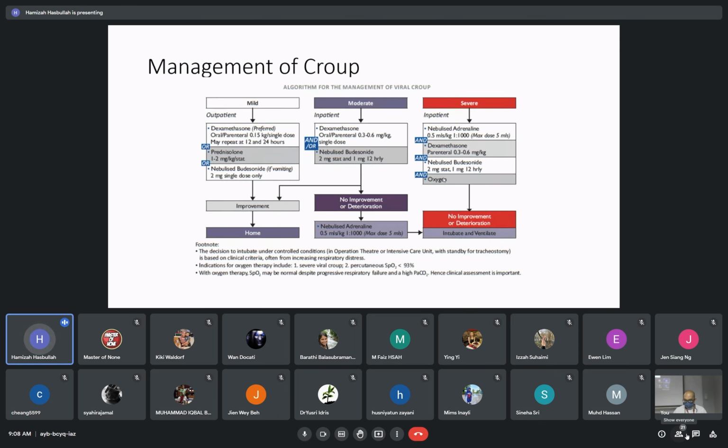This is the algorithm for management of croup. For mild croup, usually outpatient, we can give oral dexamethasone 0.15 mg per kg as a single dose. It may be repeated at 12 and 24 hours, or oral prednisolone 1 to 2 mg per kg stat. If the child develops vomiting, we can give nebulized budesonide 2 mg single dose, and reassess shortly after. If there is improvement, can discharge home.